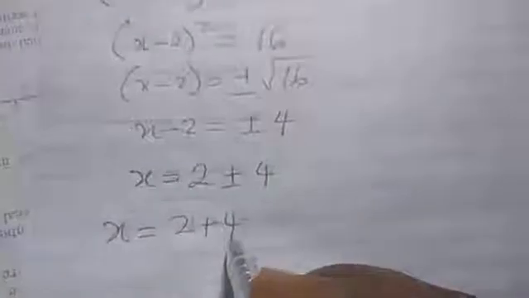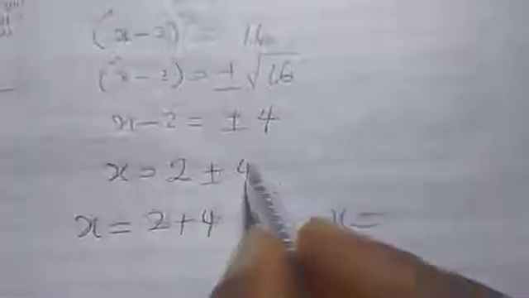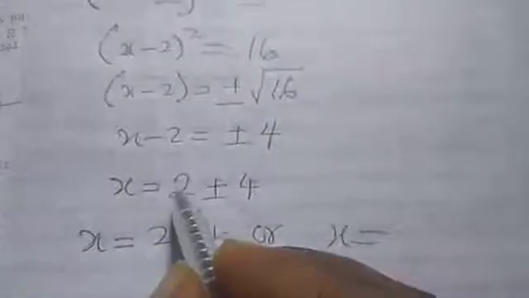From this place, we have s is equal to 2 plus 4, or s is equal to 2 minus 4. 2 plus 4 will give me 6. 2 minus 4 will give me minus 2. So that is our answer.